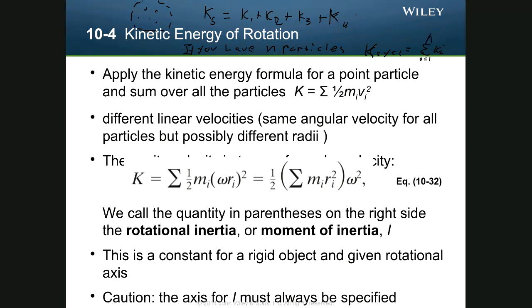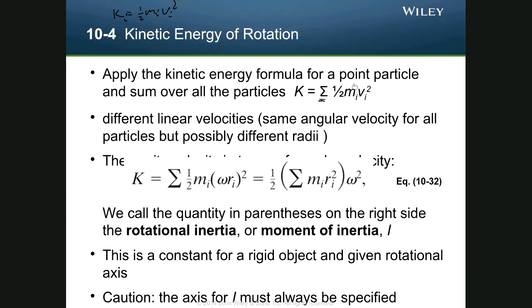All right? So that's essentially what we have here, using our basic fact that K_i equals 1/2 m_i v_i squared. So when we do that, this summation is just summing all those individual particles, and that gives you K for the system. And that gives you this equation here.